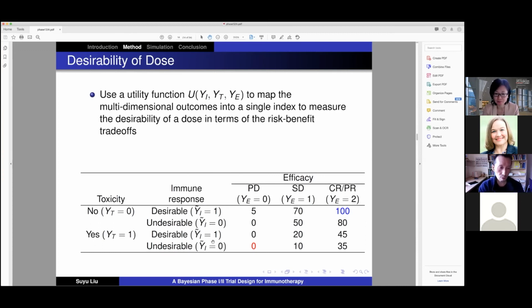I see. So the utility function is different, right? The utility function, we don't consider the one outcome. So by definition, I think the biologically optimal dose is different if you use efficacy and toxicity. Yes. Okay. Yes. I see.